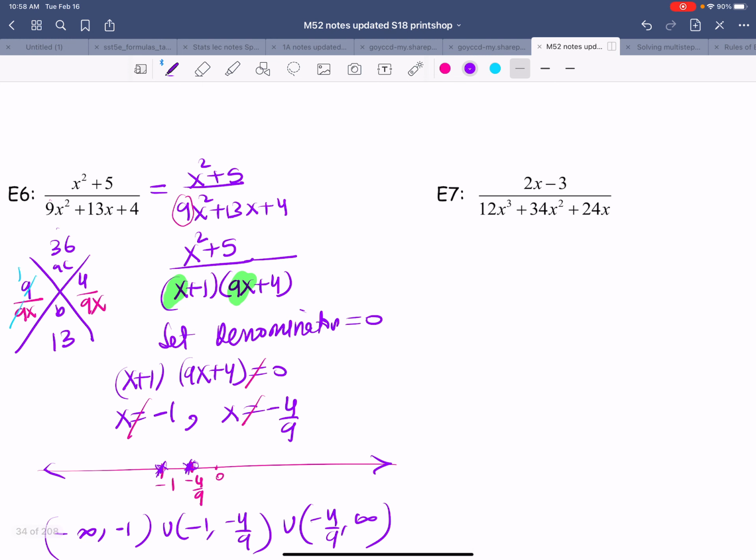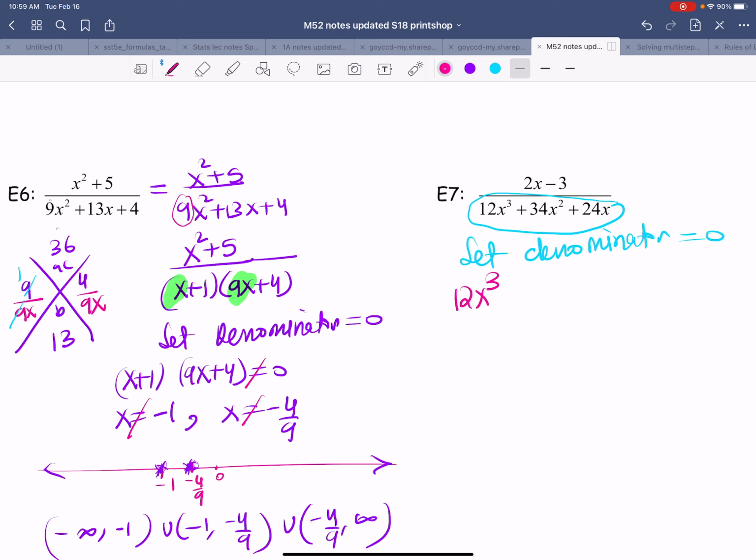2x minus 3 over 12x cubed plus 34x squared plus 24x. All right, so you can first factor and then set the denominator equal to 0, or you can just set the denominator equal to 0 and then solve for it. Okay, so I'm going to set the denominator equal to 0. You can do them in any order. Either way, you're going to get to the same restricted values.